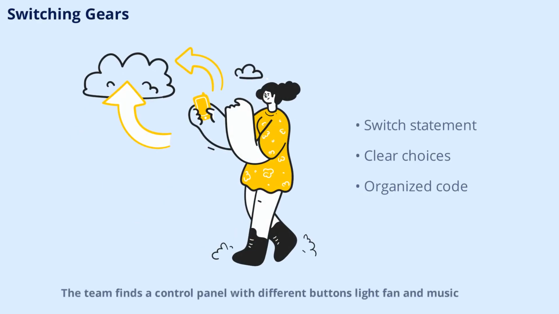The team finds a control panel with different buttons: light, fan, and music. Java the robot uses a switch statement to pick the right button based on what they need. If they need light, he presses the light button.